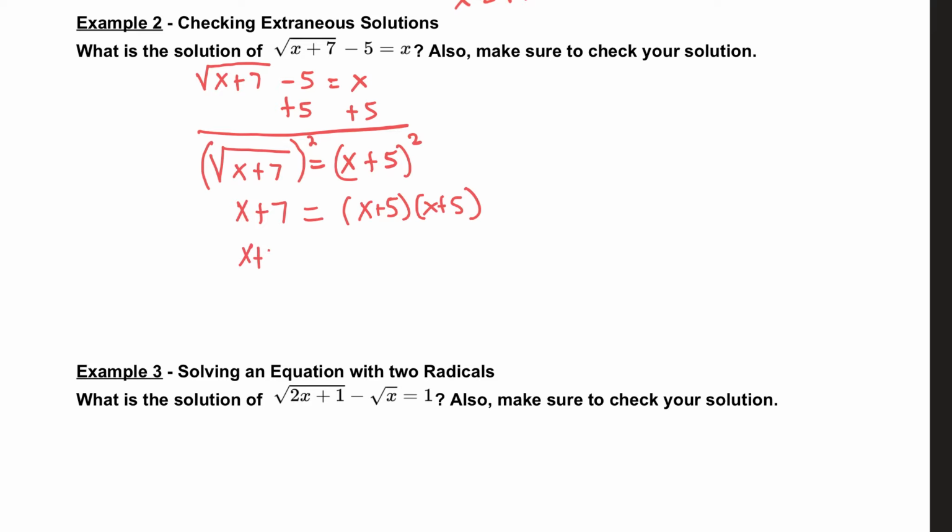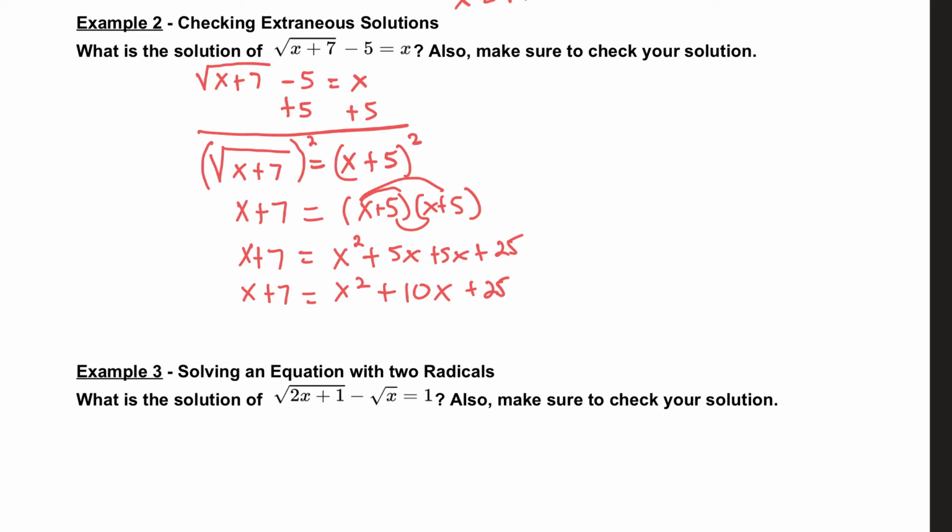So you have x plus 7 equals, do FOIL, x squared plus 5x plus 5x plus 25. So I multiplied x times x, x times 5, 5 times x, and 5 times 5. So you have x plus 7 equals x squared plus 10x plus 25.